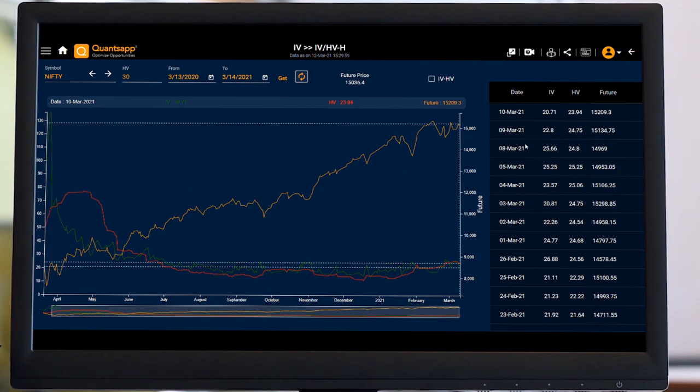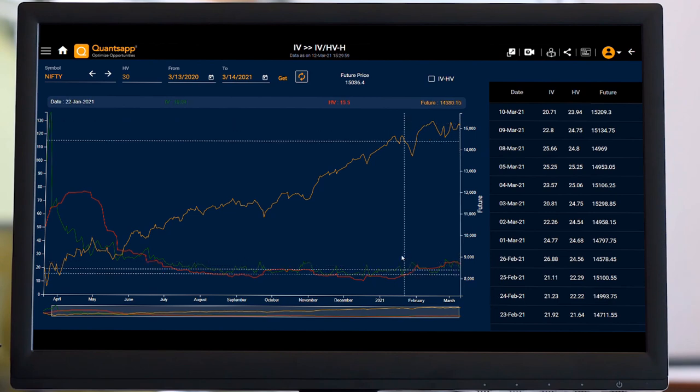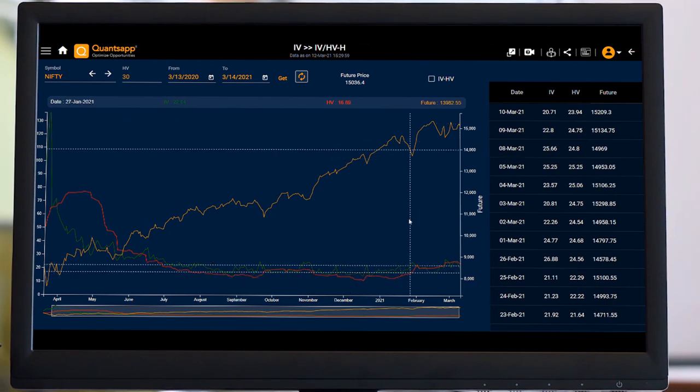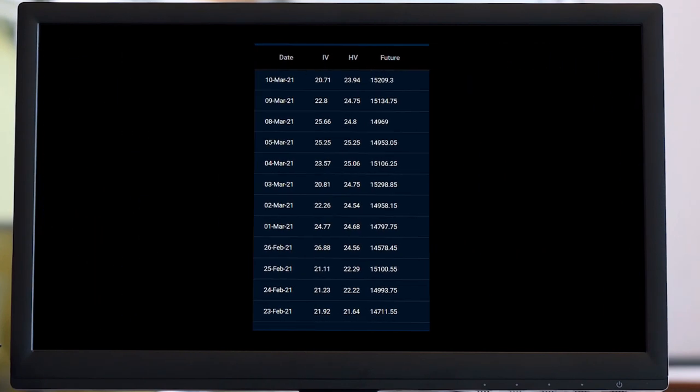If the graphical view is getting quite confusing and I want to see the tabular view, you can always refer to the tabular view wherever in the application. If we have a graphical view, in most cases you will have a tabular view as well. So I'll directly get to see on what date. The date is 10th of March, IV is 20.71 and HV is 23.94. I'm also getting to see that the future price of Nifty is 15,209.